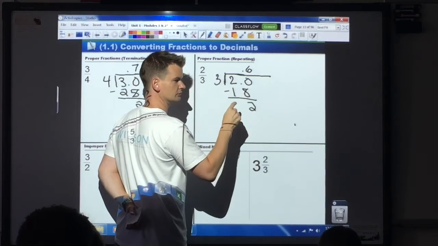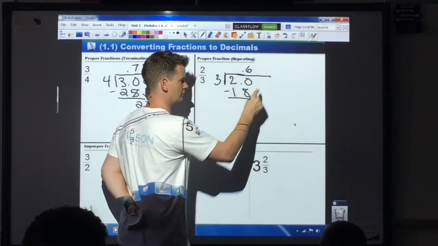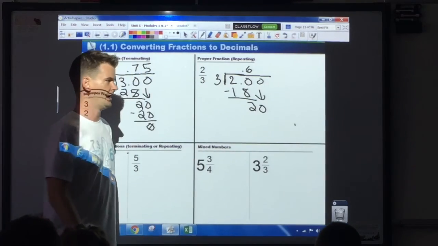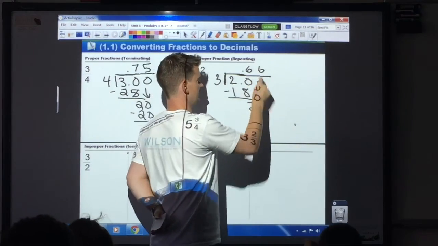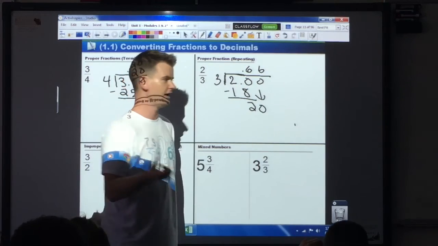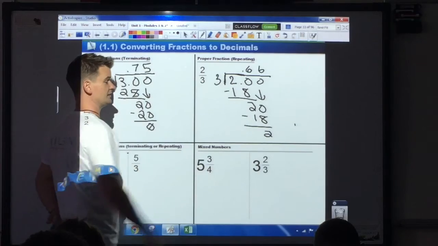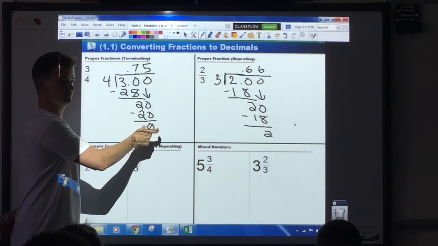Can 3 go into 2? No. Deja vu. I feel like we've been here before. So I write a 0. I bring it down. Wait, can 3 go into 20? Yeah. How many times? 6. Is this going to keep on happening over and over? Yes. 6 times 3 is 18, and it happens over and over. This is known as a repeating decimal. It will never terminate at 0.